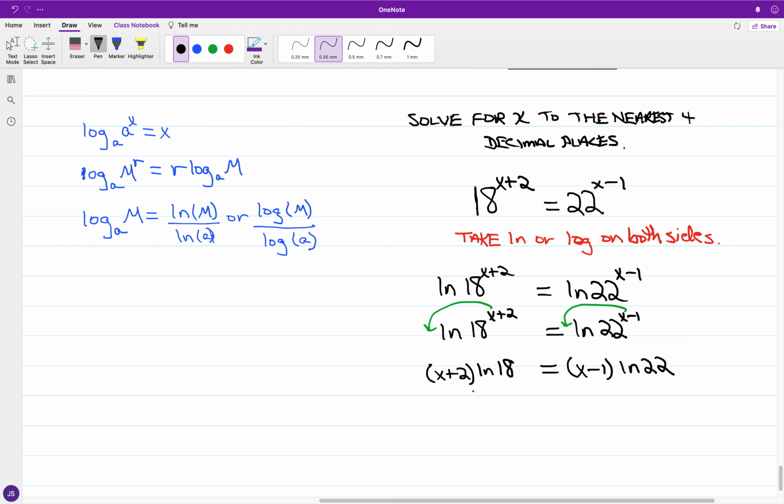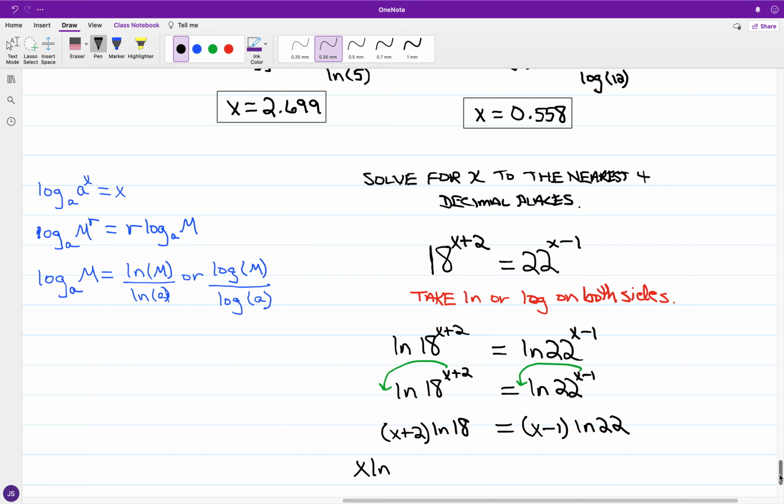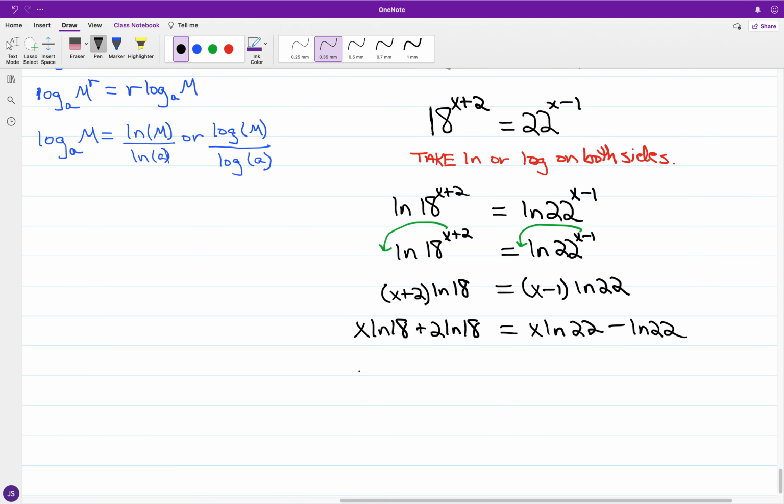Okay, now what we're going to do here is split up. So I'm going to multiply the natural logarithm of 18 by x plus 2. So we have x times the natural logarithm of 18 plus 2 times the natural logarithm of 18. And then to the right, we have x times the natural logarithm of 22, and we have minus 1 times the natural logarithm of 22.